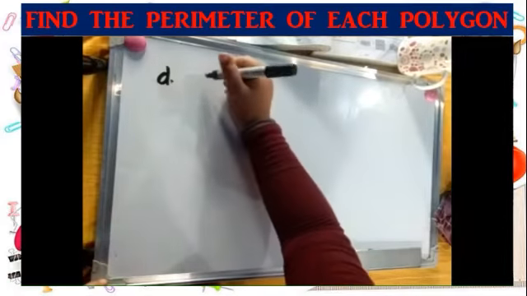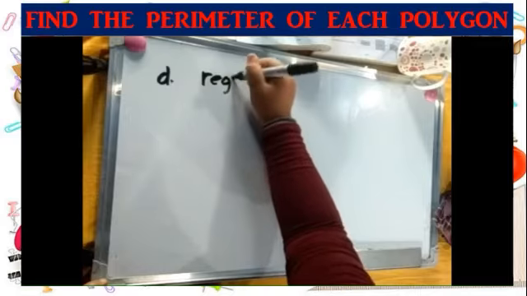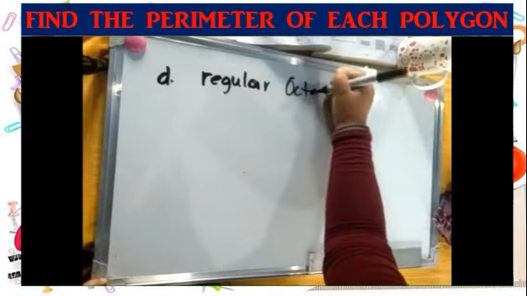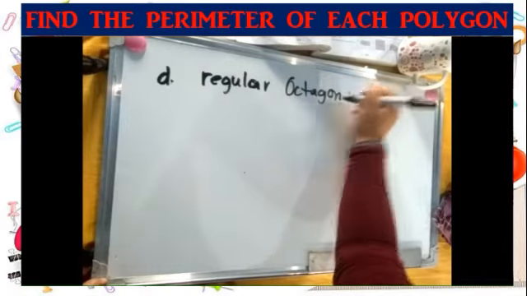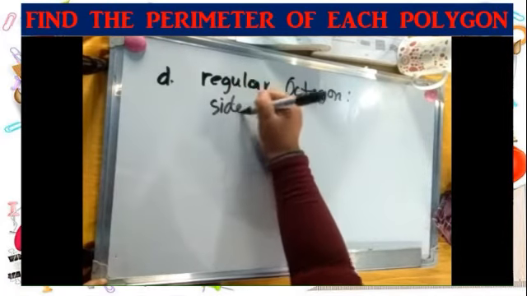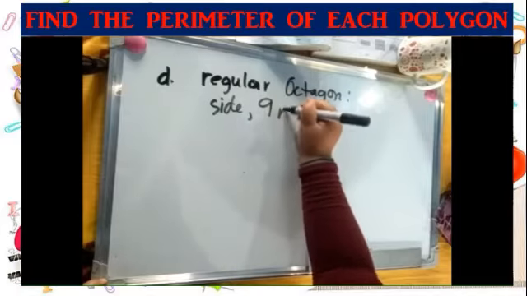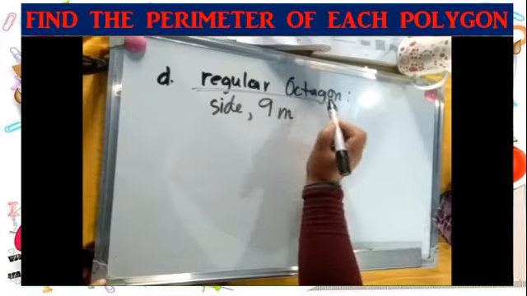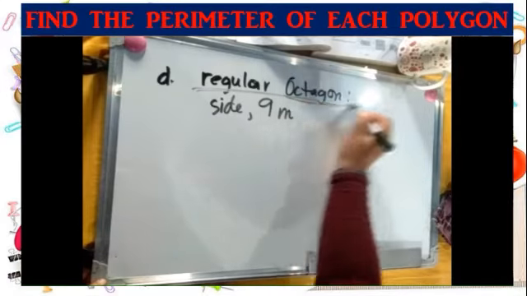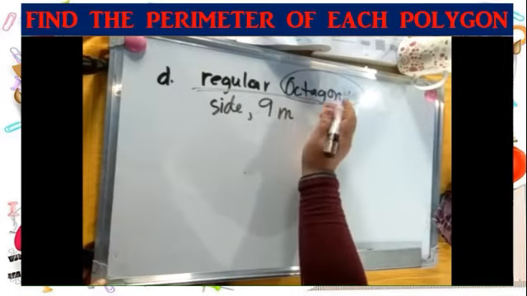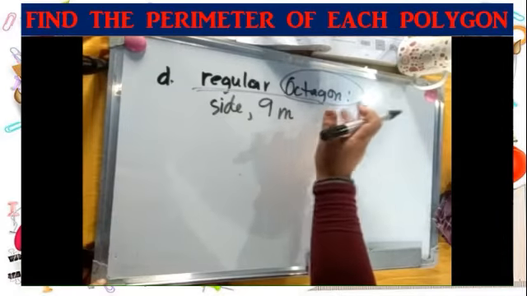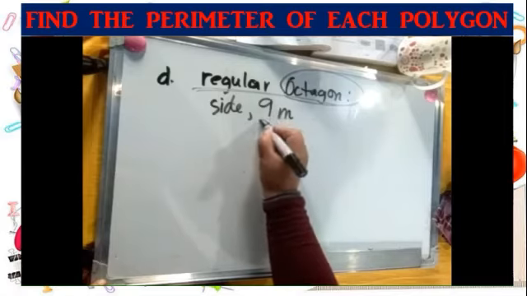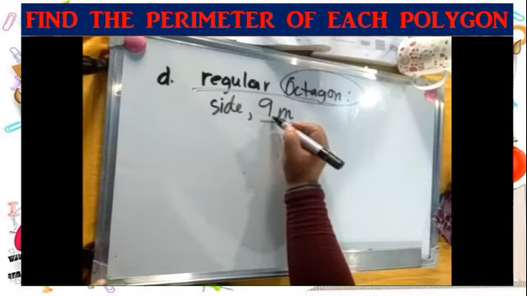Example letter D is a regular octagon. Its side is 9 meters. When we say regular octagon, all its sides are equal. So, what is an octagon? This is a type of polygon having 8 sides. So, 8 sides that are all the same. Then, the side is given, which is 9 meters.